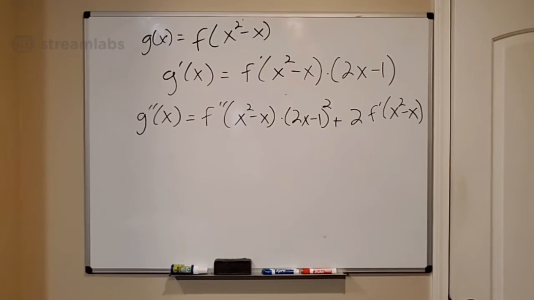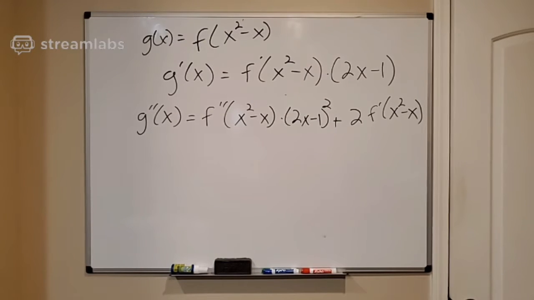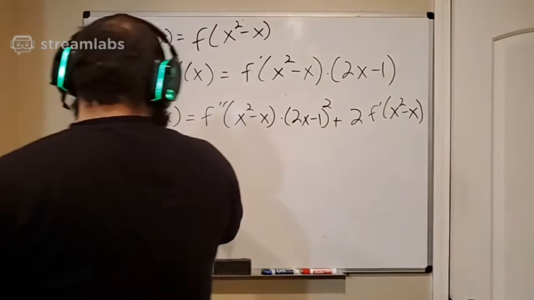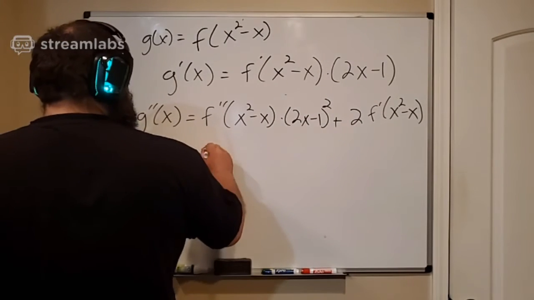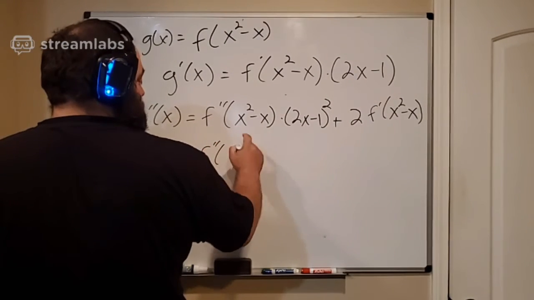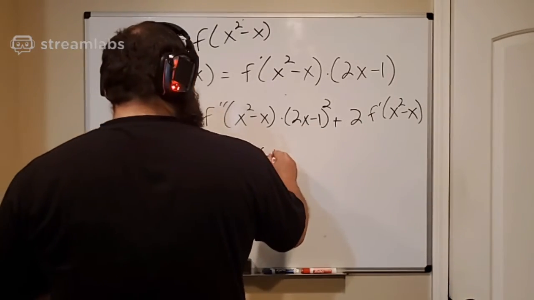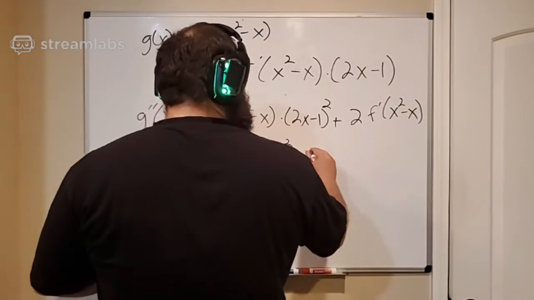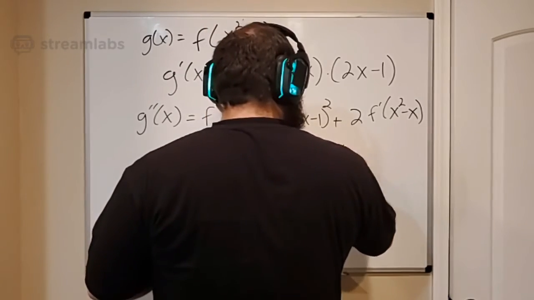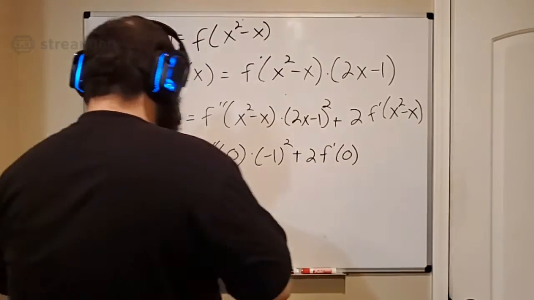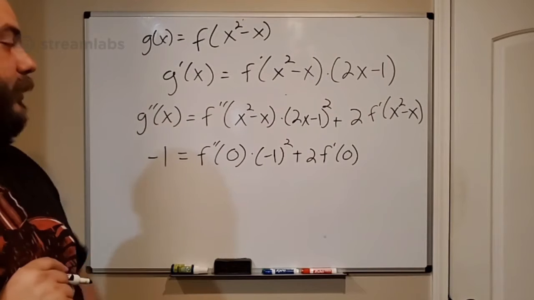And they've given us the nice, lovely fact that g double prime of 0 is -1. So you just do -1 is equal to f double prime of, plug in 0, I get 0, times -1 squared, plus 2 times f prime of 0. So just plug in 0 everywhere. And they told us that g double prime of 0 is equal to -1.